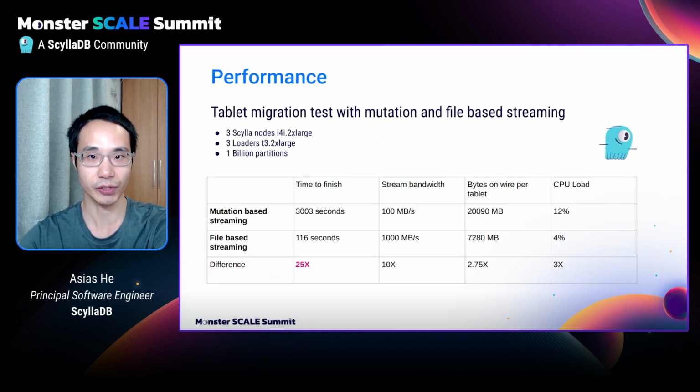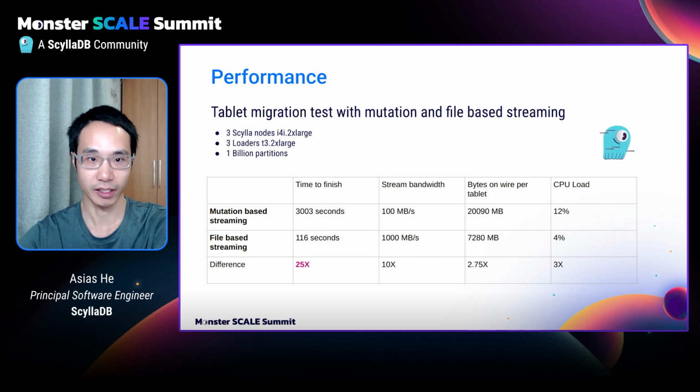The test here shows the performance difference between mutation-based and file-based streaming to migrate tablets between nodes. We have 1 billion partitions in the cluster. We compare the time to finish the migration. The file streaming is 25 times faster in streaming time. We also have much higher streaming bandwidth. The network bandwidth is 10 times faster with file streaming.